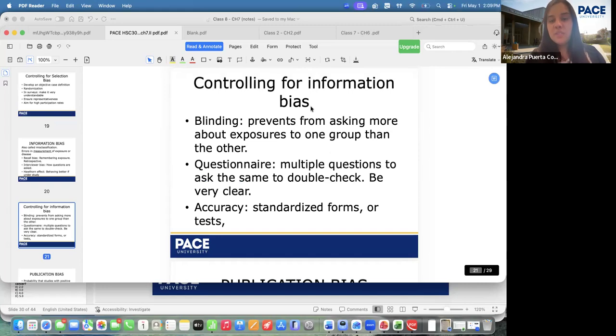How do we control for information bias? We blind, single blind, double blind, right? We make sure that the questionnaire is super clear. We make sure that the tests and the instruments that we're using are accurate, right?